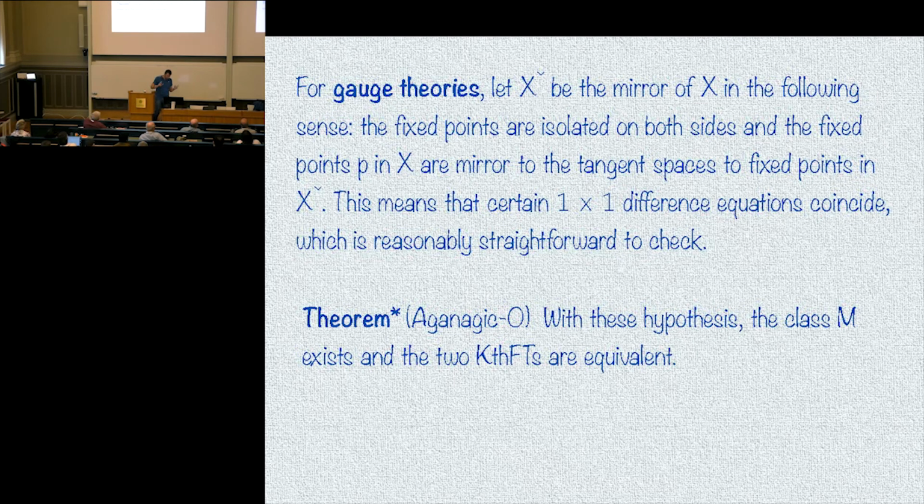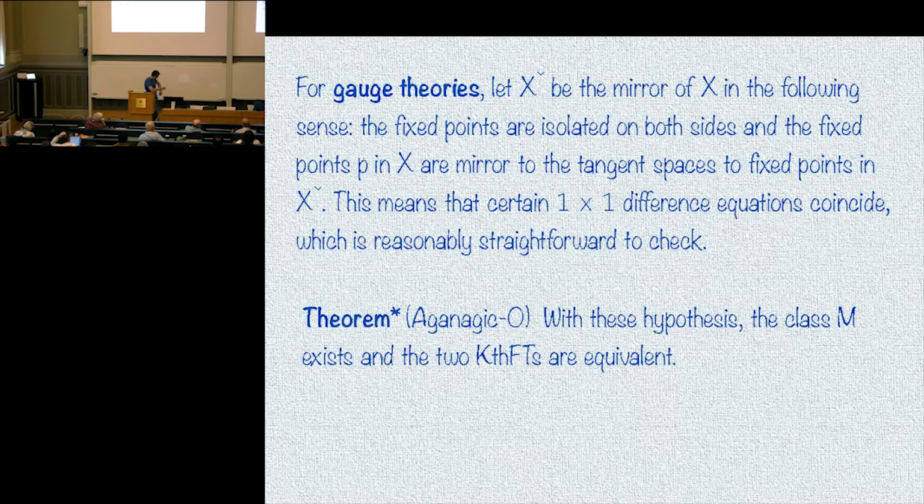Then let's say X and X check are mirror if the points in one are mirror to a vector space, and that vector space is just the tangent space to the fixed point on the dual side. That means the quantum difference equation for a point is some 1-by-1 difference equation, and this difference equation is the same as the weights of the torus action on the tangent space to the dual point. So it's some elementary condition to check. And upon this hypothesis, this class M exists, and in fact the two cohomological field theories are equivalent.